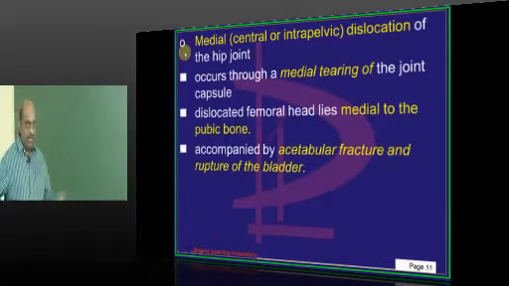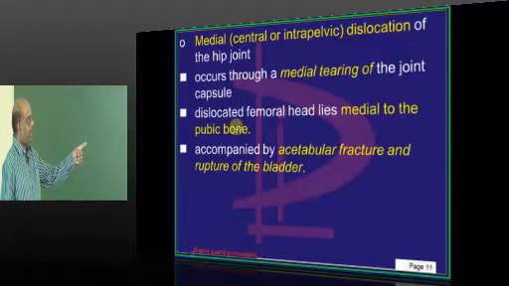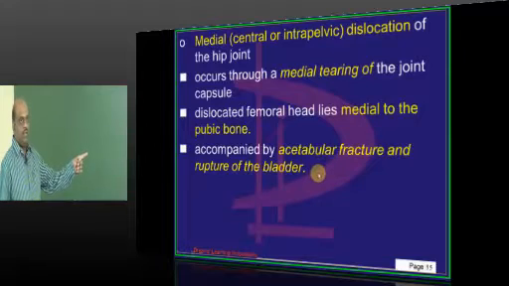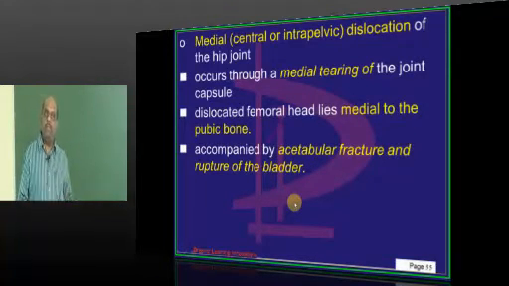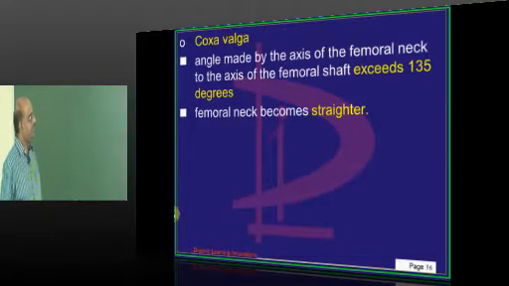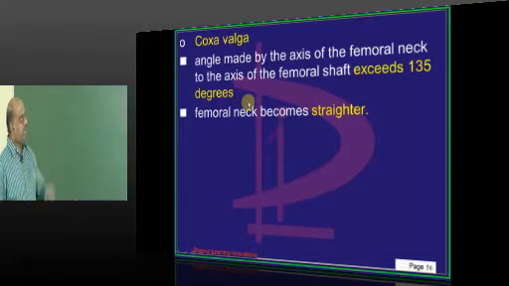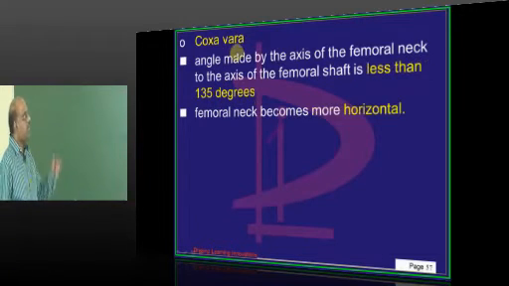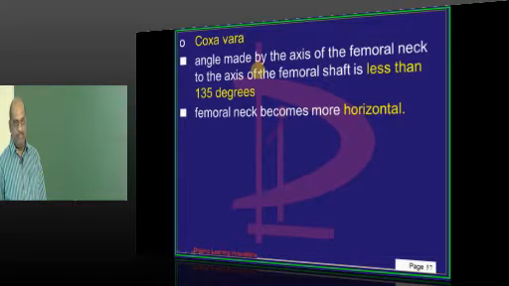And if it is central dislocation, then it is often associated with injury of the various pelvic viscera. So what is coxa valga? Angle exceeding 135 degrees. What is coxa vara? Actually less than 110.